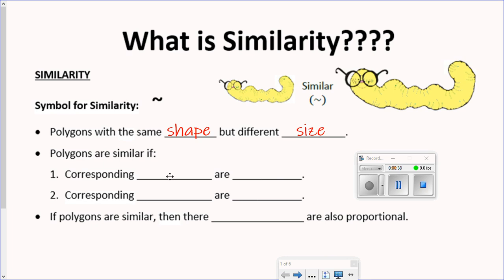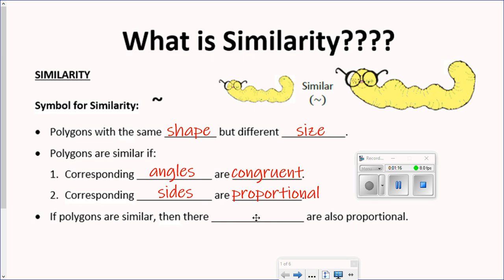Polygons are similar if their corresponding angles are congruent. That means when we pair up the angles, all the angle pairs are going to match up and be congruent. But the corresponding sides are going to be proportional, which is different than in congruent figures, where the corresponding angles are congruent and the corresponding sides are congruent. In this case, the corresponding sides have to be proportional. In order to check that, you actually have to set up the proportions and check to make sure.